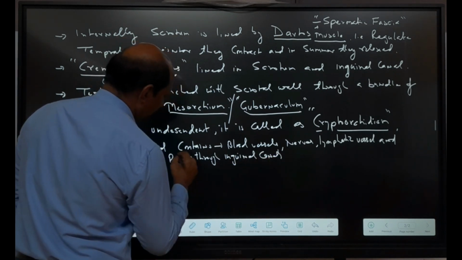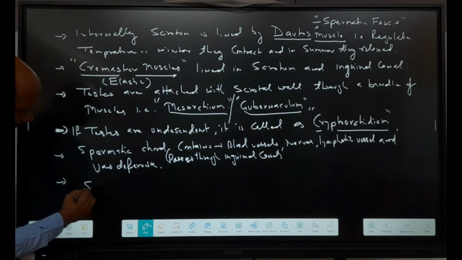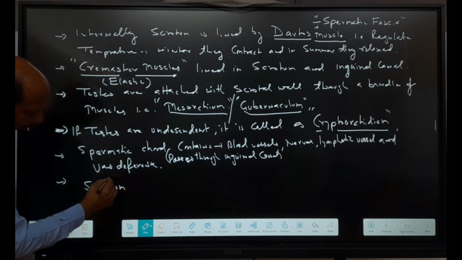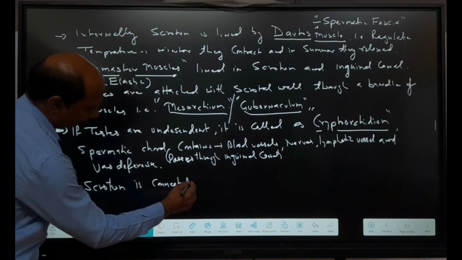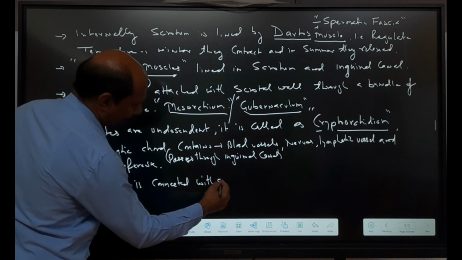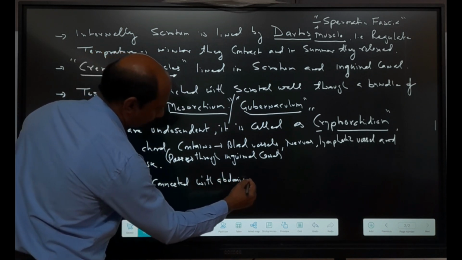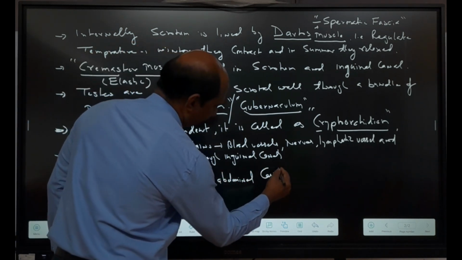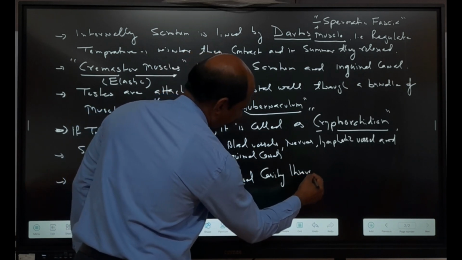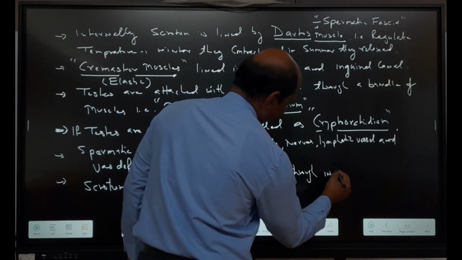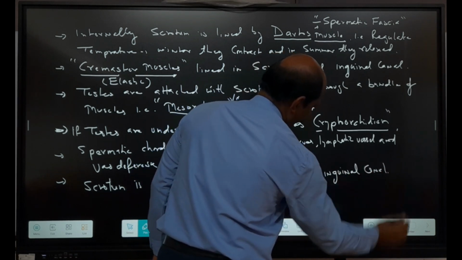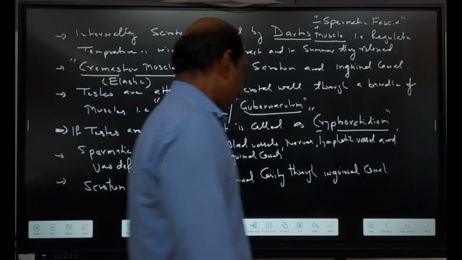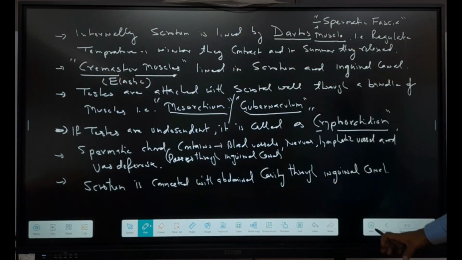First thing is the inguinal canal, and another one is the scrotum. The scrotum is connected with the abdominal cavity through the inguinal canal. Right? Okay, come to the next point, that is the structure of testis.